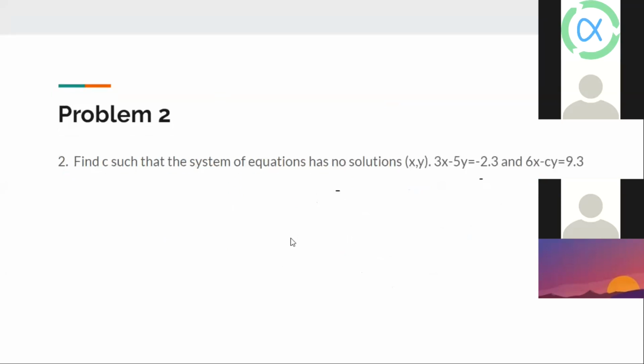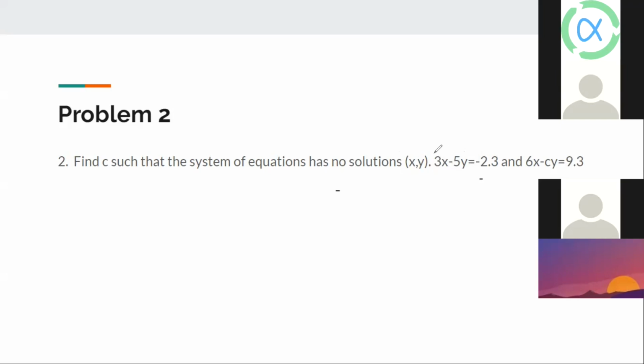Okay, so this one says find c such that the system of equations has no solutions (x, y) for 3x minus 5y is equal to negative 2.3 and 6x minus cy is equal to 9.3. So remember how we talked about how if a system of equations has no solutions, then you're going to get some sort of statement like 4 is equal to 1 or 2 is equal to 0, something like that.